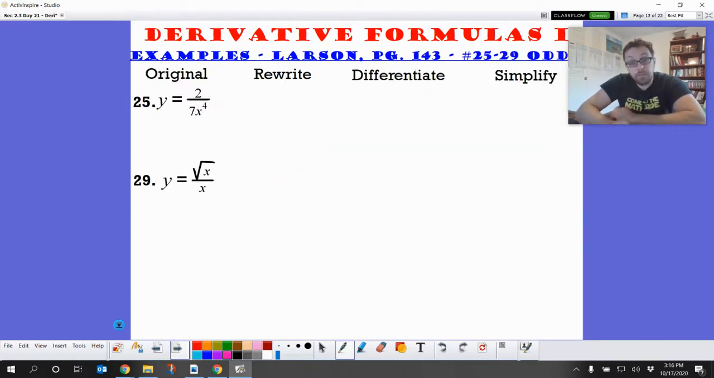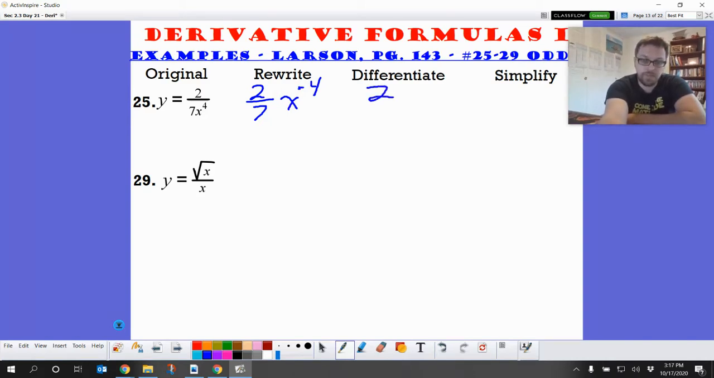Okay, so just a couple more examples of doing that rewrite, differentiate, and simplify process. Your first job is to rewrite this thing. So you've got 2/7 x to the negative 4. We don't want to deal with it inside of that denominator. Now we want to differentiate that. So we keep our 2/7. Our negative 4 comes in front. And then the exponent on that x drops one more spot, so it goes from negative 4 to negative 5.